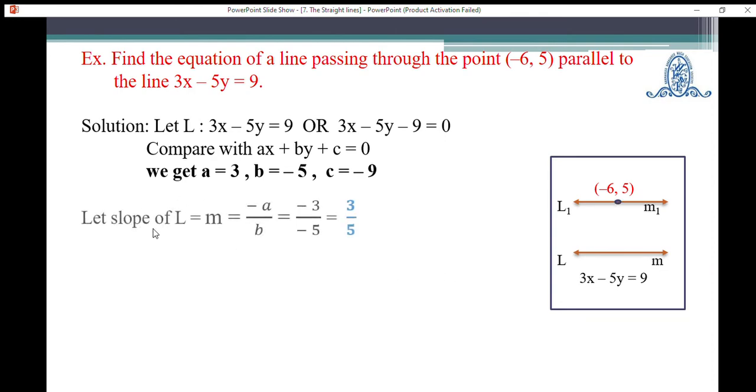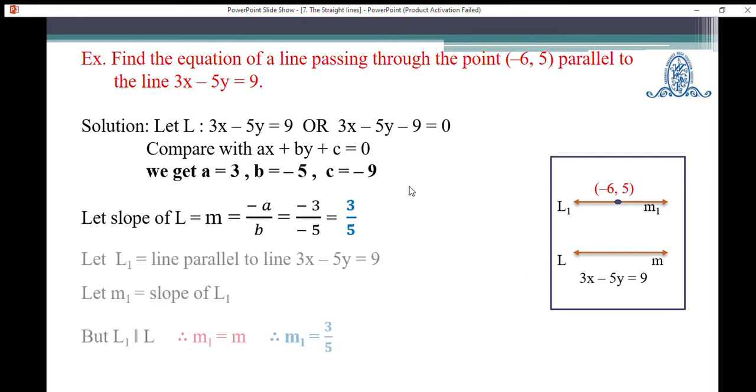So let us first find the slope of L, which is m. So what is that m here? Slope of line L is minus a upon b. The equation is given, so we can easily find out its slope. Minus a upon b formula is already known to us. So minus 3 upon minus 5. Okay. This is minus 5, but a is 3. So the slope of line L, m, is equal to 3 by 5.